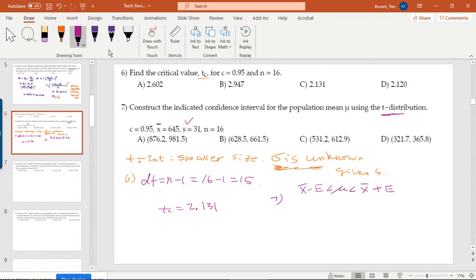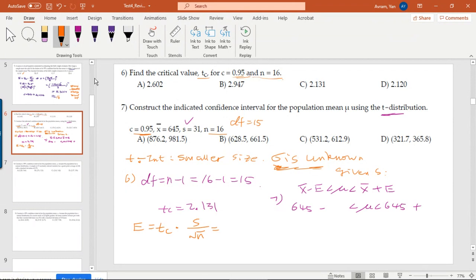So it's very similar to the Z interval. My x bar here is 645, so I just need to find the E and then plus and minus. How much is E? E here is t sub c times s over square root of n, for the T interval. N here is 16, so my DF is 15, and C is 0.95, so it's the same as we found before.